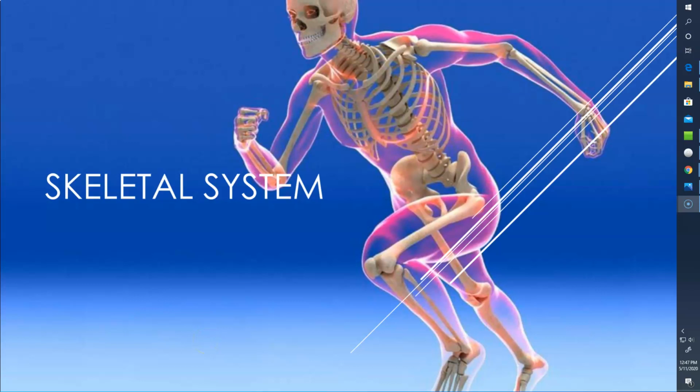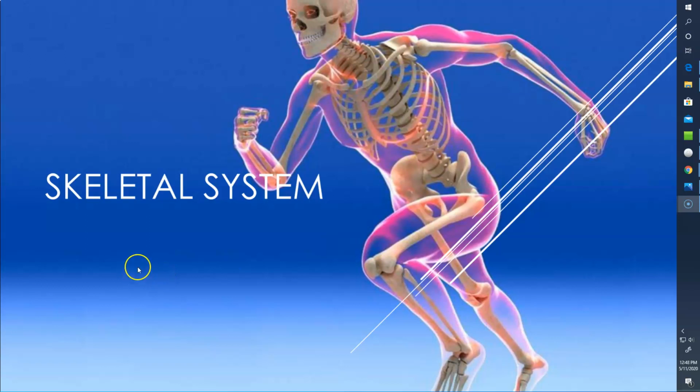Greetings, everybody. All right, we're moving on from the integumentary system now. We're going to go to the skeletal system. Got a nice little run in here, showing the outline of the skeletal system. It's really bone. We're talking all about bone today.